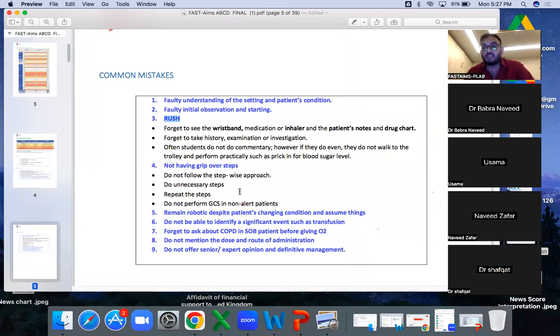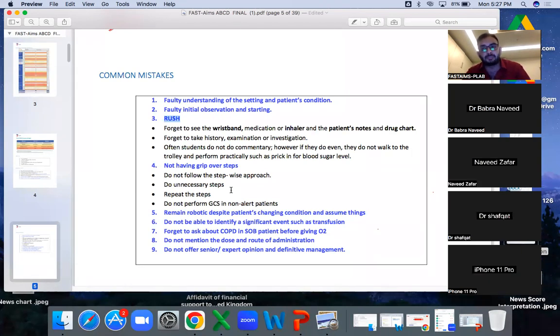I want to give you an example of that. For example, you have not got a grip over your steps. In the asthma patient, you say, okay, I'm going to pass 2 large IV cannulas. This is unnecessary. This is wrong, because this is not the step. The step is that at this point, you have to put some cannula. Which cannula will be decided by the situation. Okay? So we sometimes do unnecessary steps.